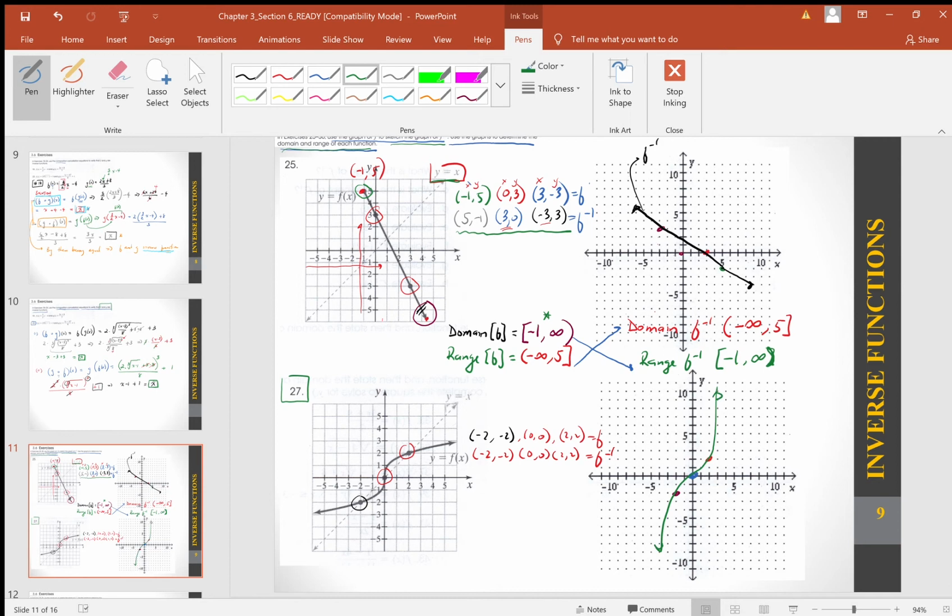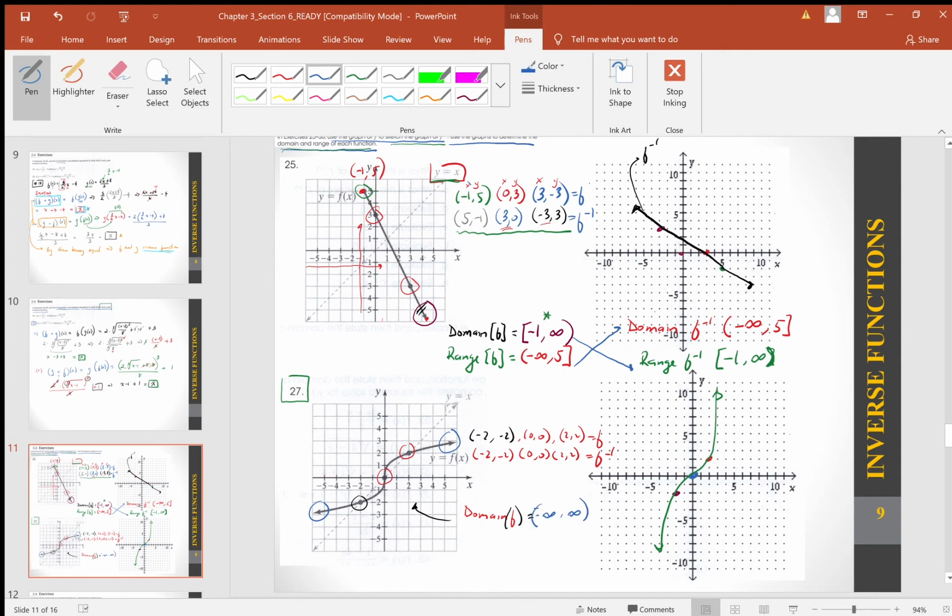Okay. And your domain, again, for the f function, for this part right here, is going to be negative 4. I'm sorry, I'm deeply sorry, I'm looking at a different problem. In this case, since we have these two arrows right here, it's going to be negative infinity, positive infinity.